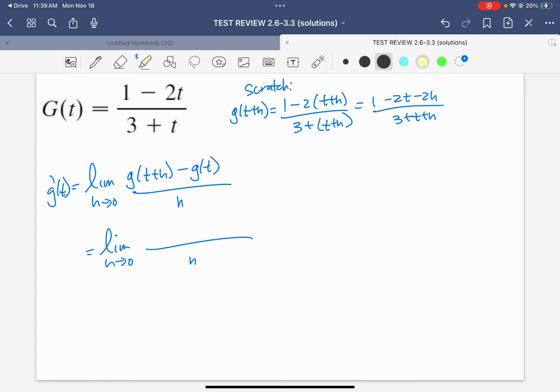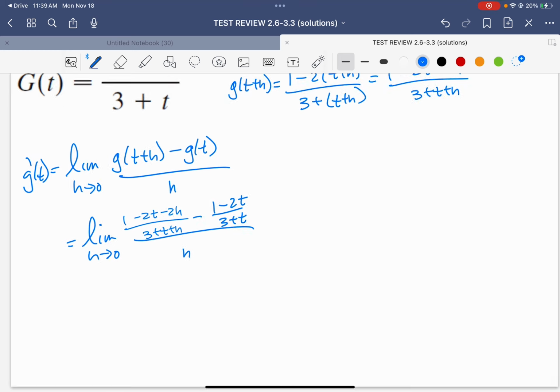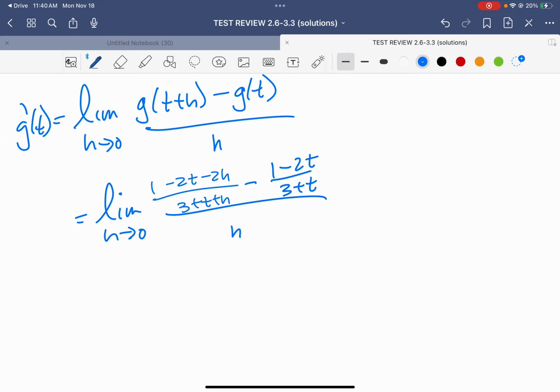So all of this is just equal to t plus h. So I'm going to paste it right here. Well, that is t plus h minus g of t, which we said was (1 minus 2t) over (3 plus t). So now that's a limit we have to evaluate.